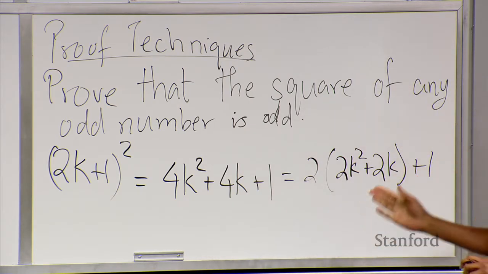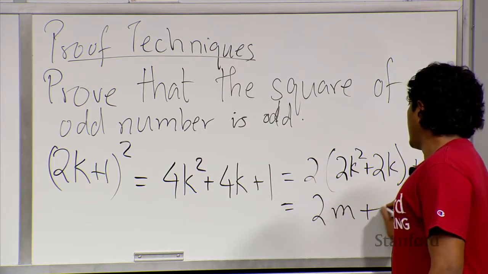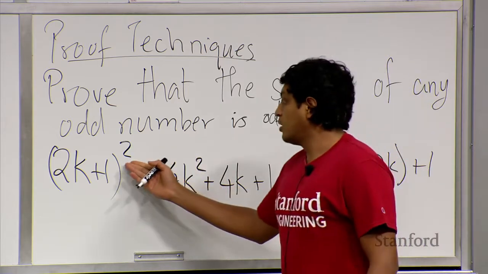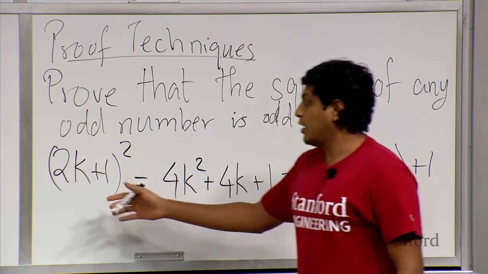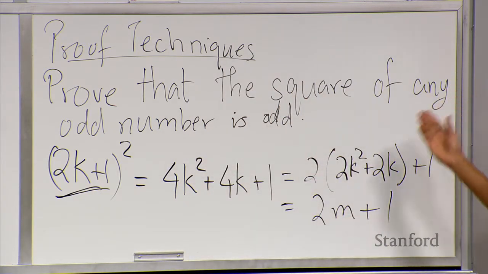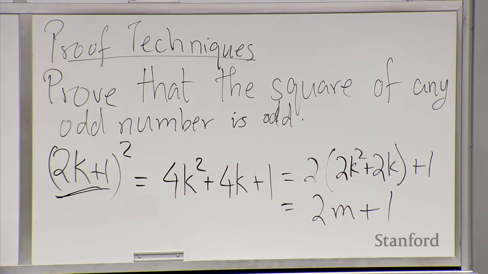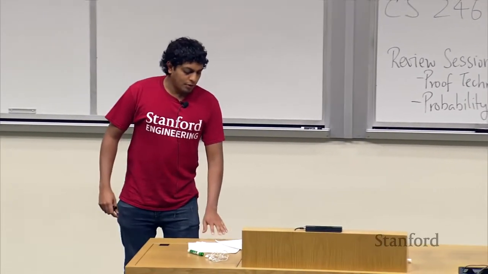2 times (2k squared plus 2k) plus 1, which is equal to some 2m plus 1, where m is some other whole number, since 2k squared plus 2k is a whole number. So since we have shown that (2k plus 1) squared is of the form 2m plus 1, which is also odd, and this is true for any such odd number, so this is a generic odd number, we have shown that the square of any odd number is odd. So note that we did not assume anything specific about the odd number here. We just treated it as a generic odd number and went ahead. Okay. So that is something simple.